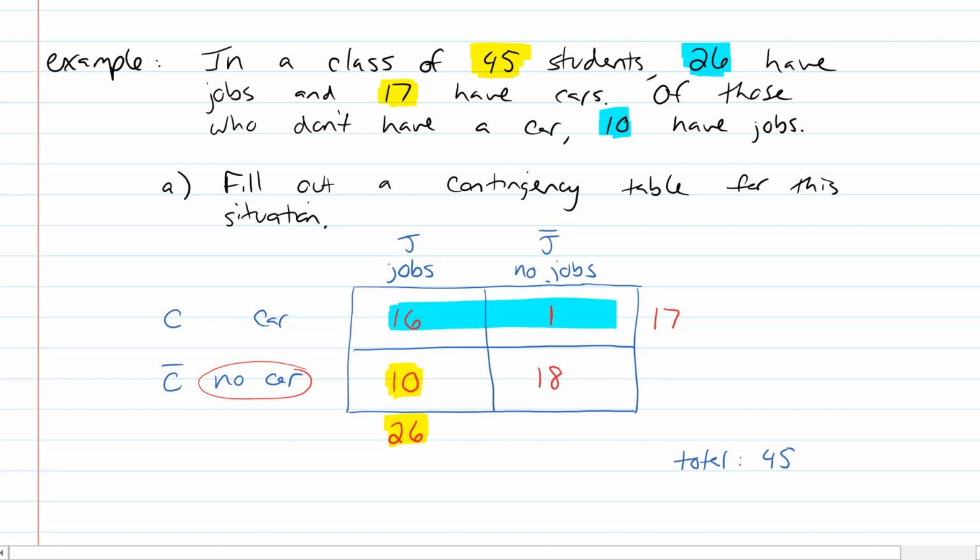Alternatively, you could say that if we've got 17 students that actually have cars, and we've got 45 students in total, then the number of students who don't have cars has got to be 28. And that means that 10 plus 18 gives 28. In the same way that if we have 26 students with jobs, then the total of 45 students, then there's got to be 19 students that don't have jobs, and then 1 plus 18 gives 19.